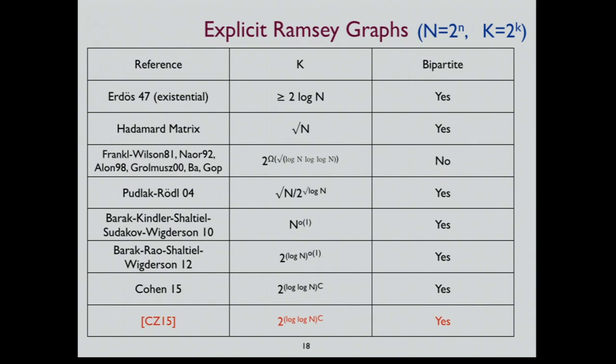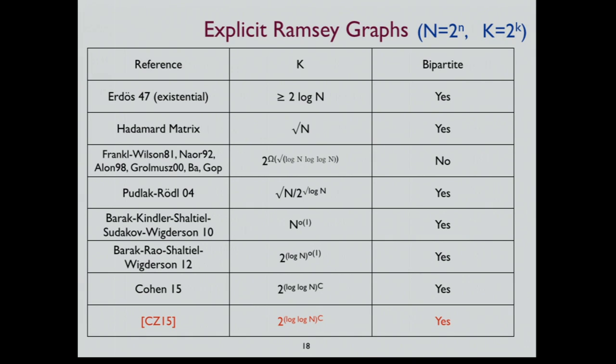And there's been a lot of work. I won't go through this in detail. Again, the Hadamard matrix gets us easily to square root n. Then it was a breakthrough when Frenkel and Wilson got it down well below any polynomial, although it didn't work in the bipartite setting. Bipartite is harder. And so in bipartite, just getting below square root n was interesting.